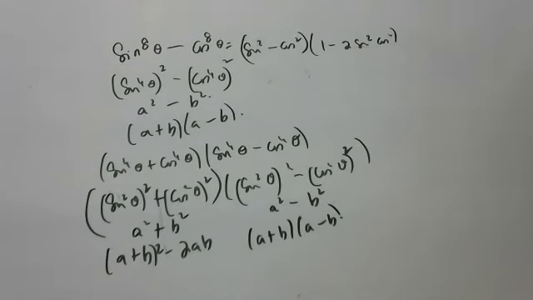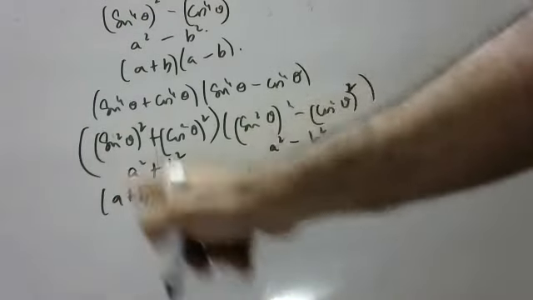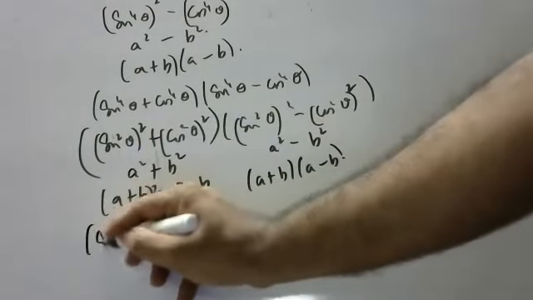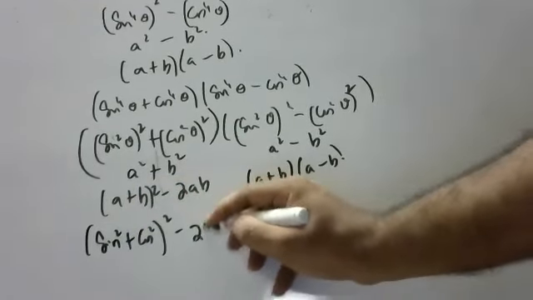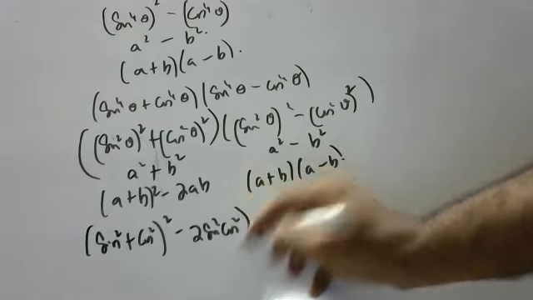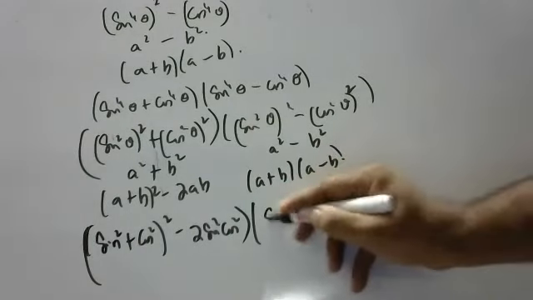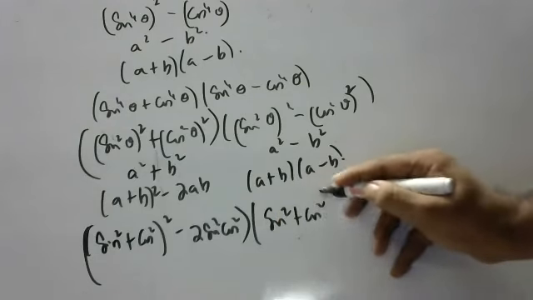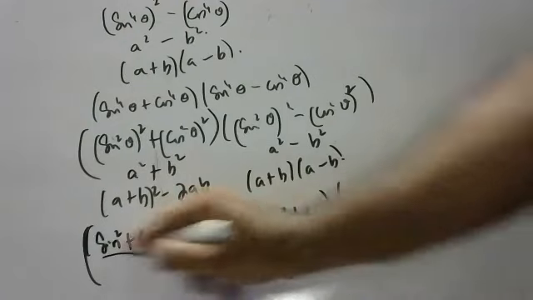Very good, children. So what is a plus b? Sine square plus cos square, whole square, minus 2 into sine square cos square. What is a plus b here? Sine square plus cos square. What is a minus b here? Sine square minus cos square. What is this? 1.